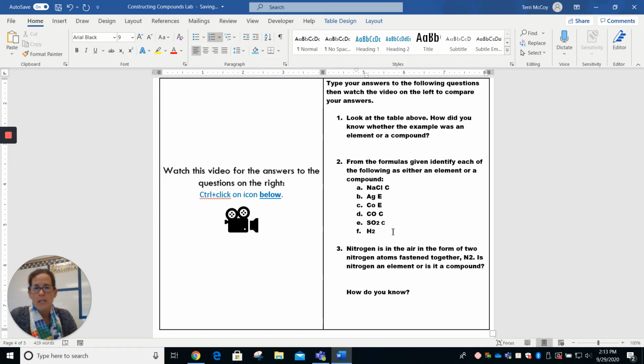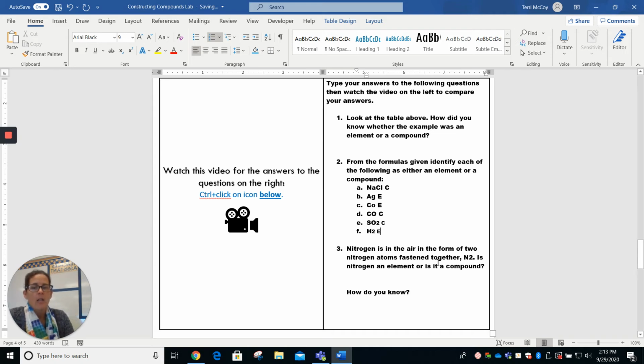This one has that tricky number 2 in it, but don't forget, we're only counting capital letters if we're wanting to know whether this is an element or a compound, okay? How many capital letters do you see in H2? Just 1. So is this an element or a compound? It's an element. Yay, good job.